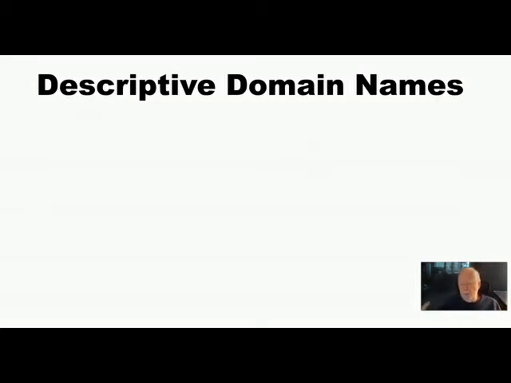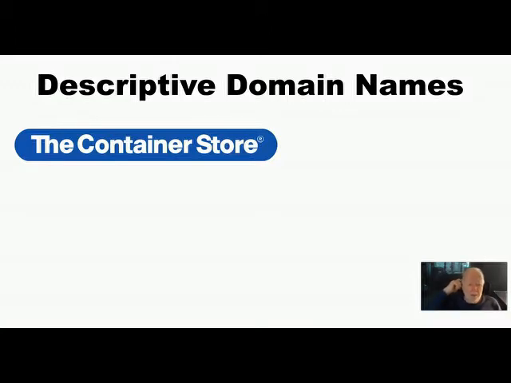You don't want a domain name like the best sneakers in all of North America. That's too long of a domain name. You got to keep it as short as you can, but you can be descriptive. Here's some examples of descriptive domain names. For instance, the Container Store, thecontainerstore.com. Very, very descriptive name. If you go to thecontainerstore.com, what do you think you're going to find?